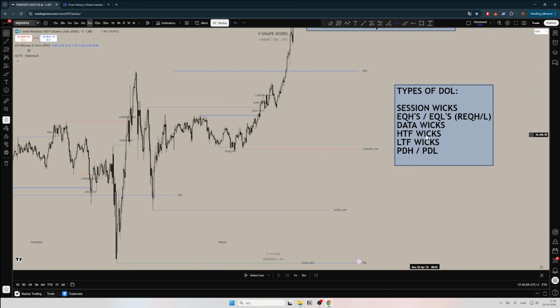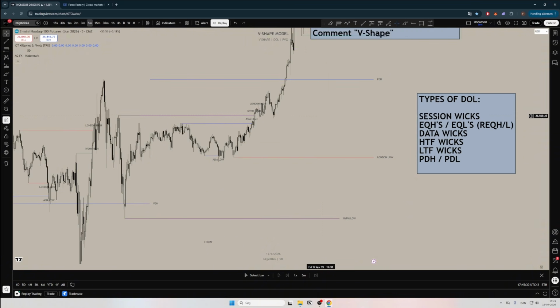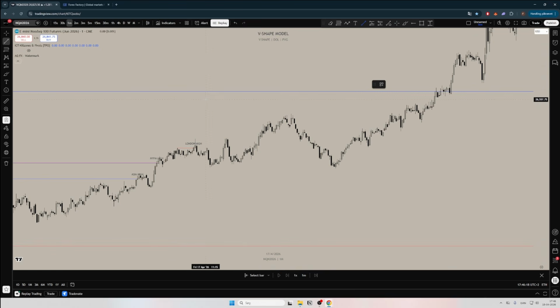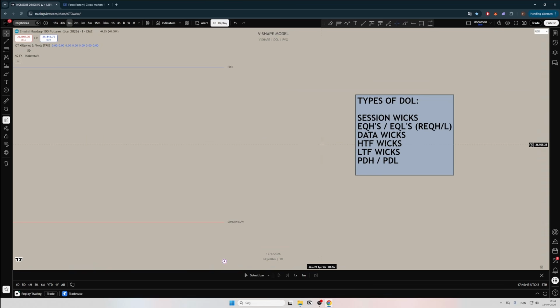Next up we have higher time frame wicks. Higher time frame wicks are just obvious wicks in the higher time frame that price wants to take out. And next up we have lower time frame wicks. Lower time frame wicks, quickly explained, are obvious wicks on the lower time frames. As you can see, this is an example. We got this 1 minute high and it got taken out like 20 minutes after because it was an obvious lower time frame wick. And the last drawn liquidity I like to use is previous day highs and lows.